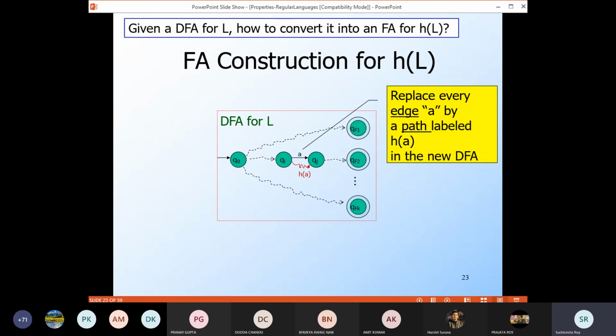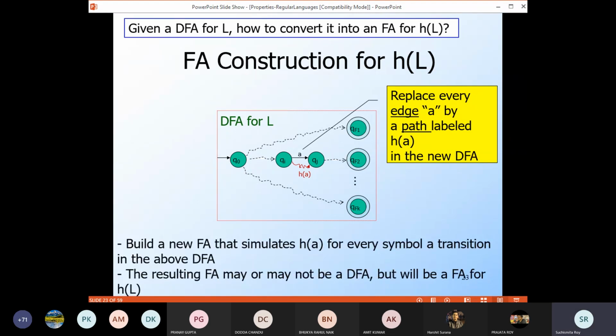So replace every edge by a path labeled h(a). What is h(a)? It is the string which replaces a in the homomorphism in the new DFA. So now you have transitions on the new alphabet, the other alphabet T, not on sigma. So you build a new finite automata that simulates h(a) for every symbol a transition in the above DFA. The resulting finite automata may or may not be a DFA, but will be a valid finite automata for h(L).